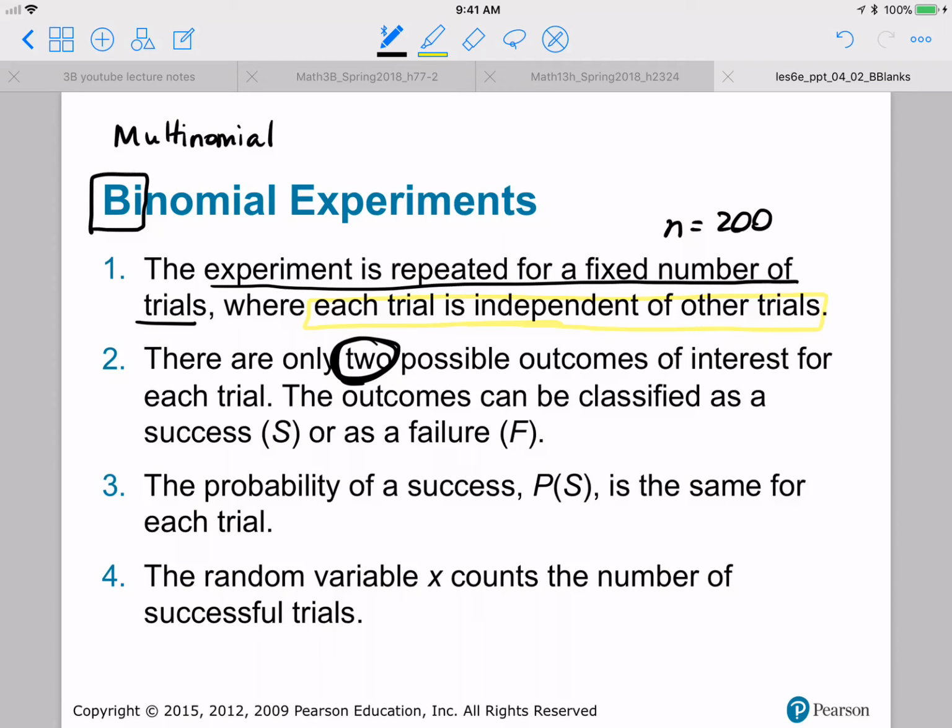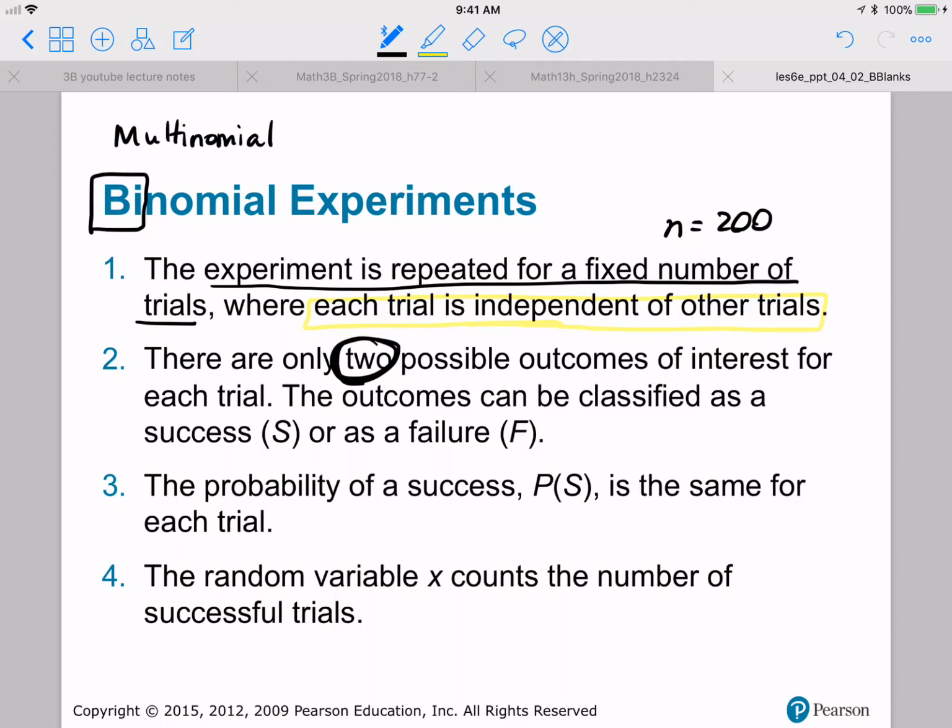You can say, did the person's blood pressure get to that level that we wanted it to? Yes or no. If it did, that's a success. If it didn't, that's a failure. Whereas if you structure your experiment and you say, hey, what was the blood pressure? That's no longer binomial, because there are too many possible outcomes, right? So for a binomial experiment, you should have only two possible outcomes, and we label them as success and failure.